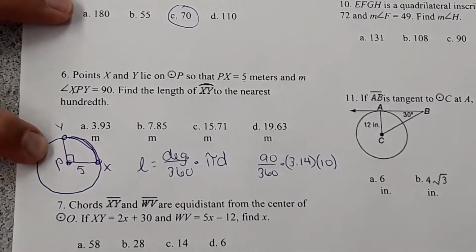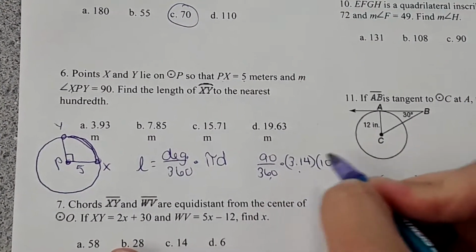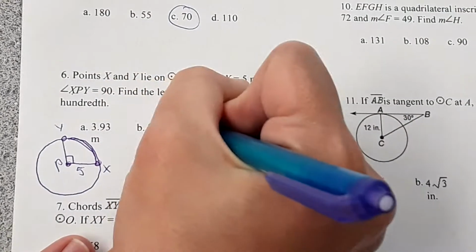Yeah. And then if you multiply this out, just divide 90 divided by 360 times 3.14 times 10. The answer is B.